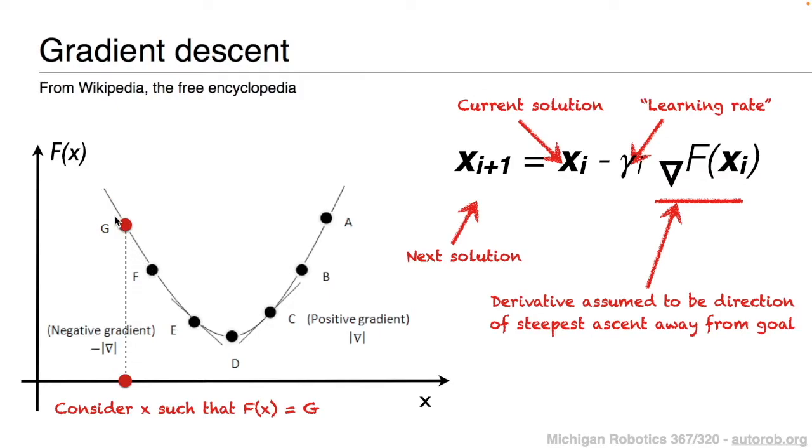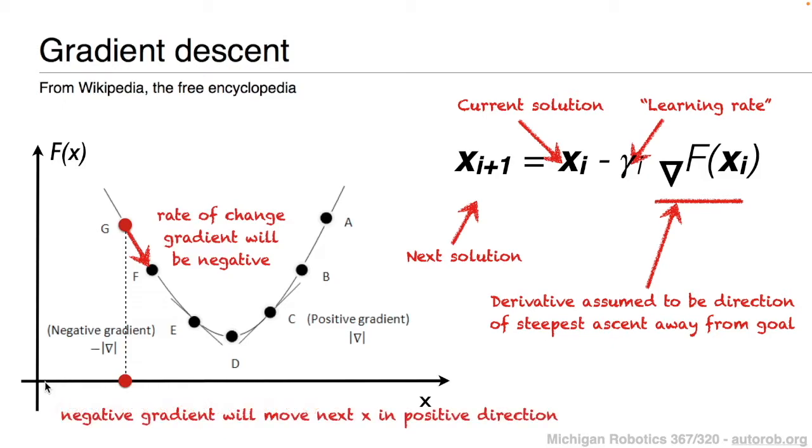And so if we take a step in the negative of that direction, which is what's expressed here, the negative of this gradient is going to move our second guess in the positive direction. Like I was saying, the rate of change of this gradient is going to be negative, so our next step is going to be in the positive direction. So we might have some next step here. At that point, we'll have a new error, which again, we can now repeat our gradient descent.